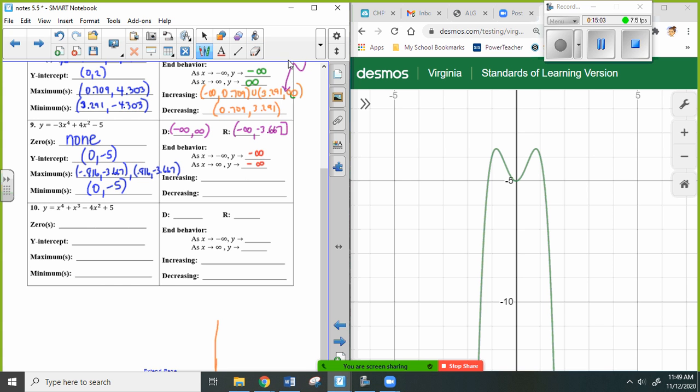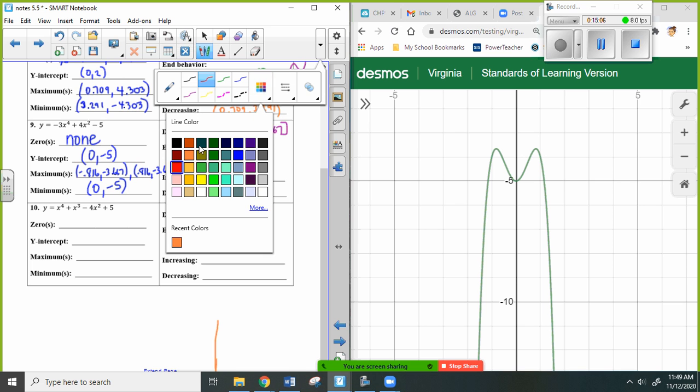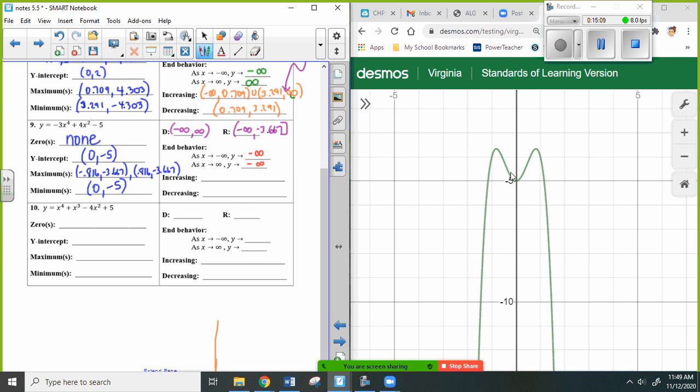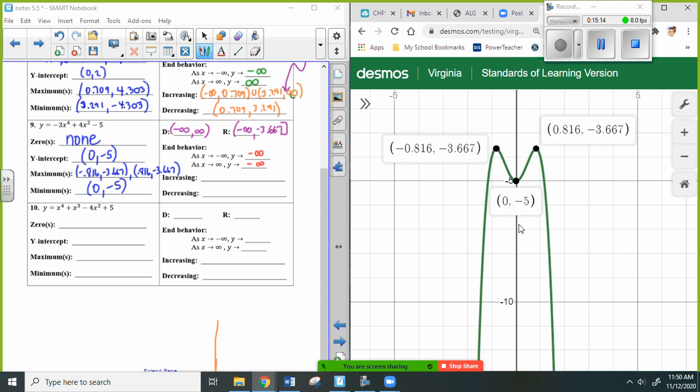All right, and then for my intervals of increasing and decreasing, if I go back over here to my graph, I do need to know my maxes and my mins so I know where to stop. So remember, you come from the left, so we would have to go up first. So we would have to increase first and stop when we get to that first maximum, which is at negative 0.816. All right, then we're going to decrease from negative 0.816 to our minimum, which is 0.